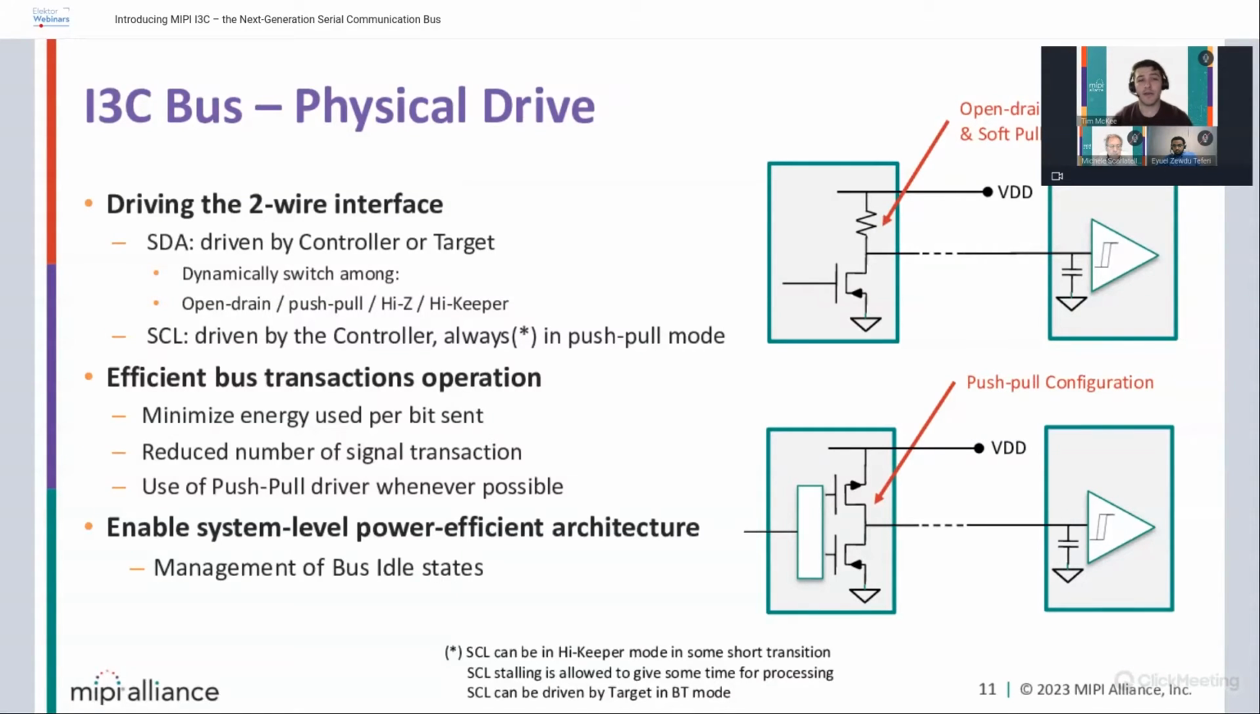Now the SCL, on the other hand, is driven by the controller, and always, with a little asterisk, in push-pull mode. There are a few scenarios that we've listed down at the bottom of this slide in which the SCL can be in high keeper or in some other mode, but as a general guidance, the SCL is always in that push-pull mode. So what does this do for us? Well, this creates efficient bus transactions, minimizing energy, reducing the number of transactions, and using push-pull mode whenever possible.